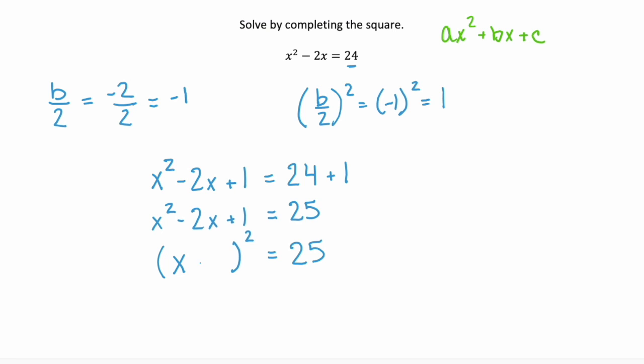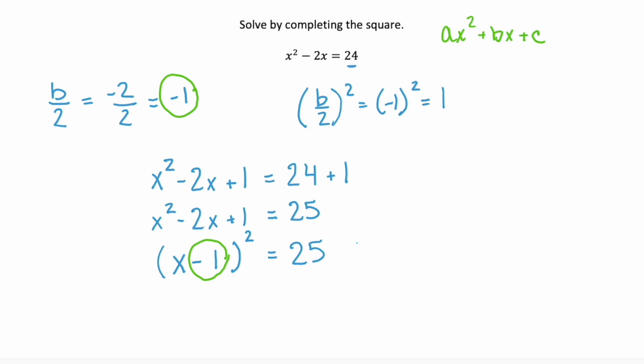It factors to x minus 1. Not a coincidence that this minus 1 is the same as the b over 2. This will always be that second term of your binomial for your perfect square trinomial. So now we have x minus 1 squared equals 25.